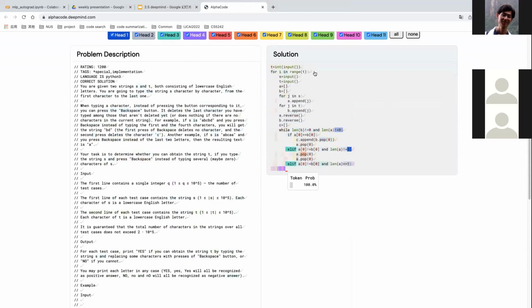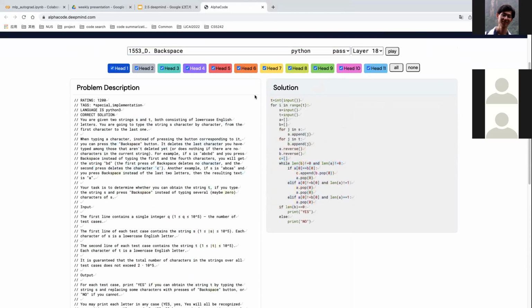I think this is not quite reasonable actually. For example, we can just stop it here. For the first token, here is the probability of each token. You can see in the problem description, the colors represent different multi-heads. For example, the blue one is head 1. And the deeper the color, the more important it is. But it is not quite that reasonable.